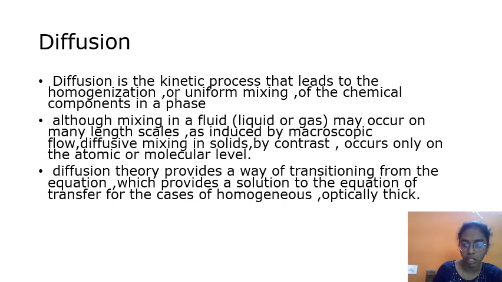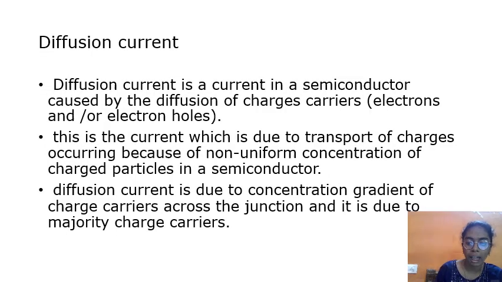This is about diffusion. Now I would like to tell what exactly a diffusion current means. Diffusion current is a current in a semiconductor caused by the diffusion of charge carriers, for example electrons or electron holes. This is the current which is due to transport of charges occurring because of non-uniform concentration of charged particles in a semiconductor. Diffusion current is due to the concentration gradient of charge carriers across the junction, and it is due to majority charge carriers. This is about the diffusion current.